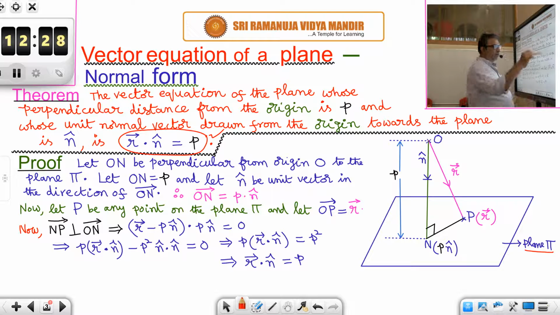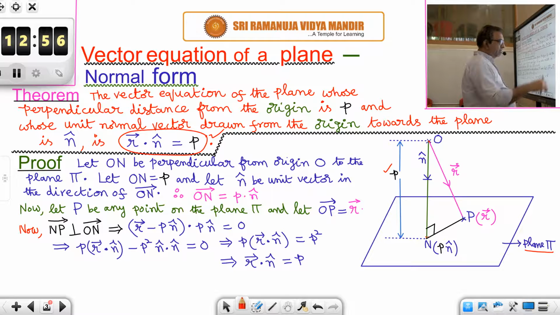From O I have dropped a perpendicular to the plane and N is the foot of the perpendicular. All of you please see the diagram. Therefore, this distance ON is equal to P. I have shown it here. The perpendicular distance from the origin to the plane is P, is it not? So, ON is equal to P.